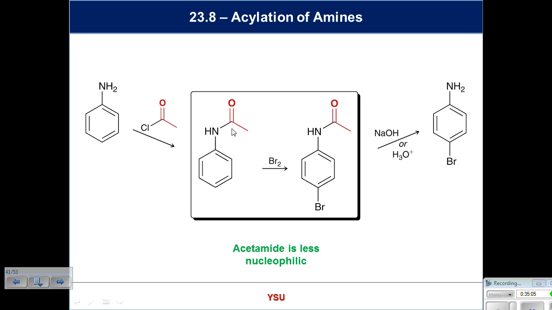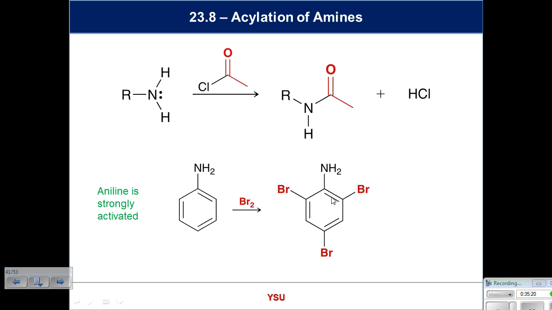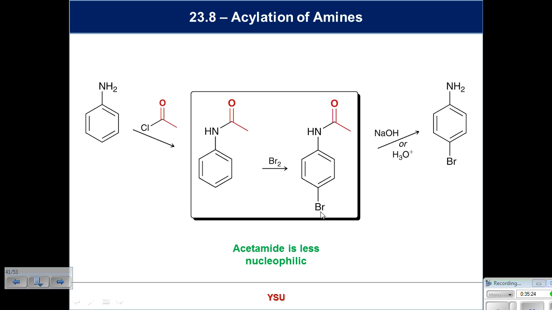Well, it says down there less nucleophilic. Why is it less nucleophilic than where we started? Exactly. Delocalization of the lone pair from the N into the carbonyl system really tames the reactivity of that benzene ring. So now we can get, in this case, monobromination. In the previous slide, it went all the way to the tribromide. You couldn't stop it. Here, you can selectively get one bromide because you've tamed and calmed down the reactivity of this species at the top, and then we can get rid of it.